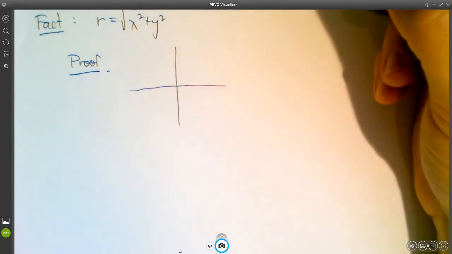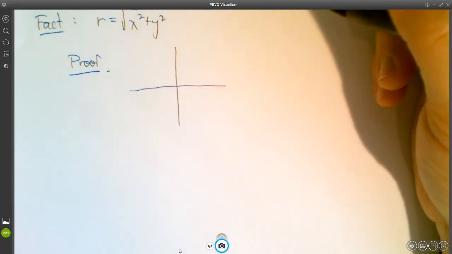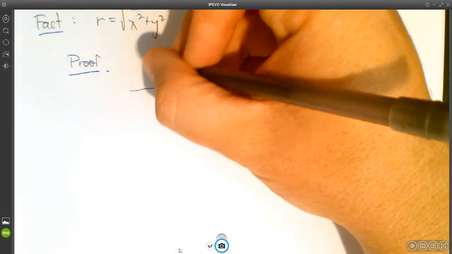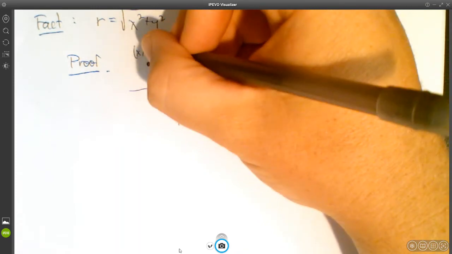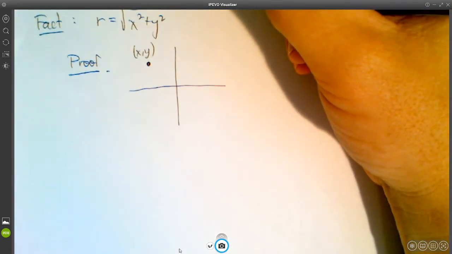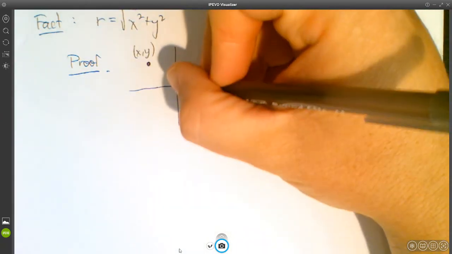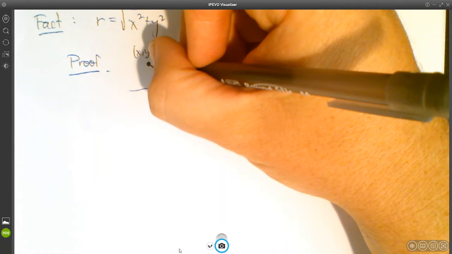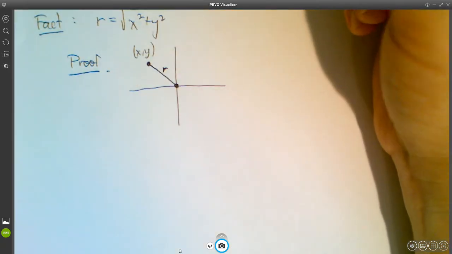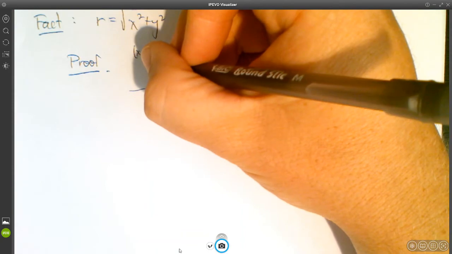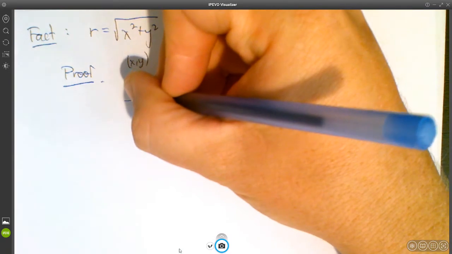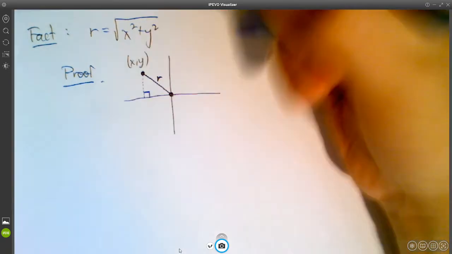Draw yourself a coordinate axis system, and let's say that you have some point. It doesn't matter where you draw it, we'll draw it over here. We'll say this is the point x, y. Now, you want to find r. R is supposed to be the distance from the origin to that point, so this distance here is r. Well, you can make a little right triangle out of this, right? You can drop a little perpendicular line from this point down to the x-axis, and then you've got this right triangle.